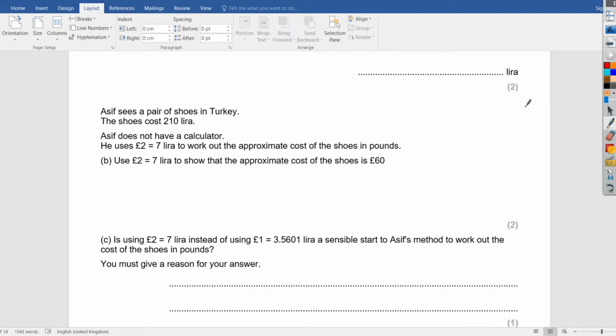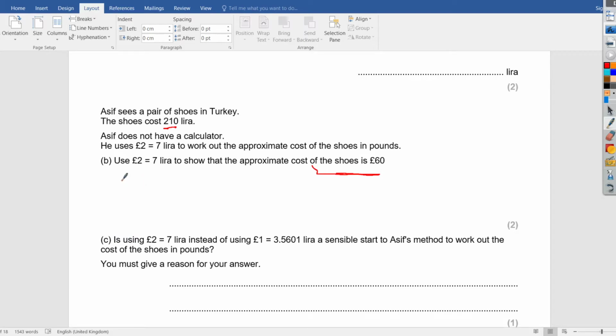Okay, so let's scroll down to the second part. Let's have a quick read of this, then move on. Asif sees a pair of shoes in Turkey. The shoes cost 210 lira. Asif does not have a calculator. He uses £2 equals 7 lira to work out an approximate cost for the shoes in pounds. Use £2 equals 7 lira to show that the approximate cost of the shoes is £60.